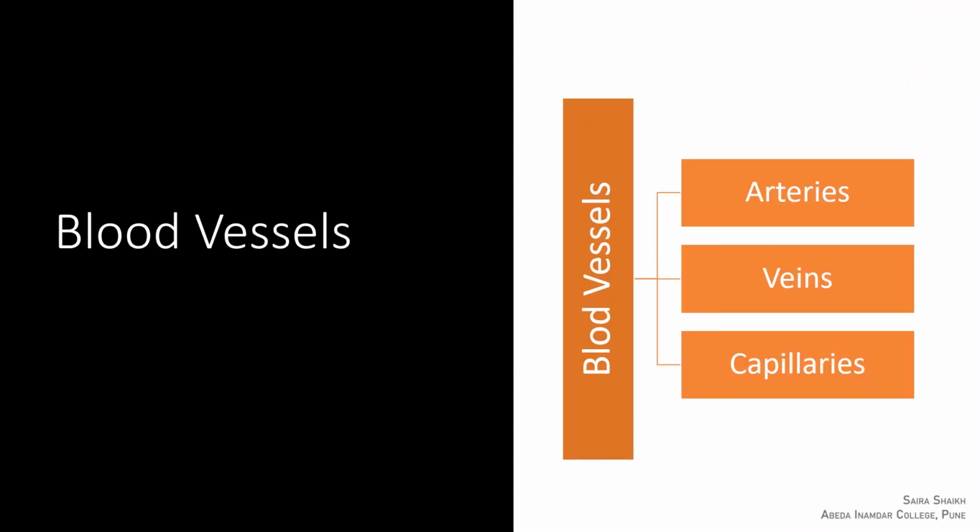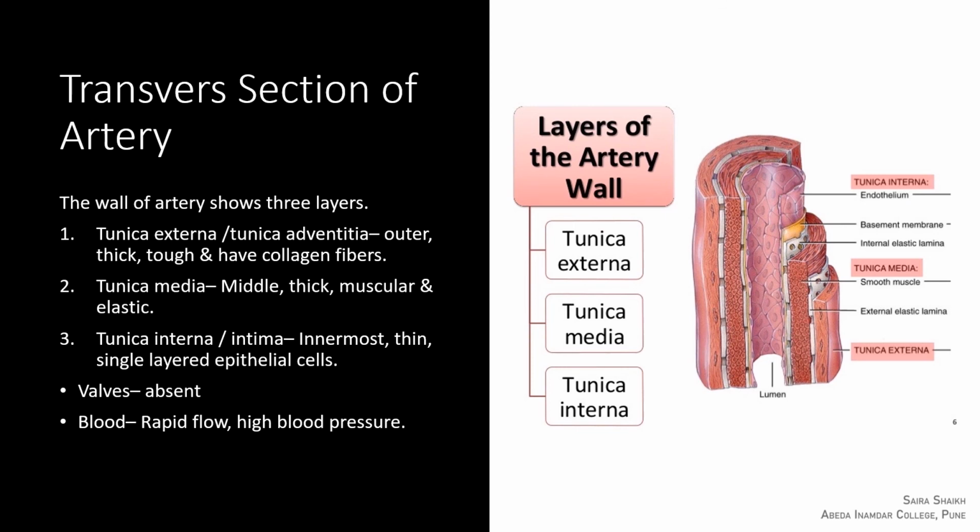Now we'll study about blood vessels. There are three types of blood vessels: arteries, veins and capillaries. Oxygenated blood flows away from the heart through arteries, while the veins carry the deoxygenated blood towards the heart. Arteries are the blood vessels which carry the oxygenated blood towards the body.